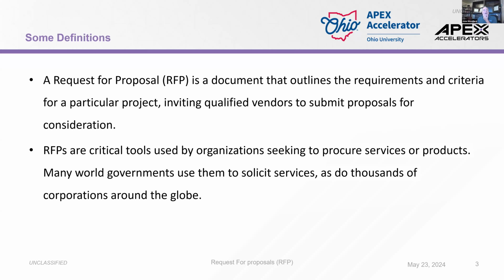So, a couple of definitions. A request for proposal is simply a document that's being put out there by an entity, an organization, looking for someone to do a job. And it's as simple as that. These are critical tools and are used by a lot of organizations, particularly government organizations, to locate potential vendors, suppliers, or manufacturers to fulfill a need.